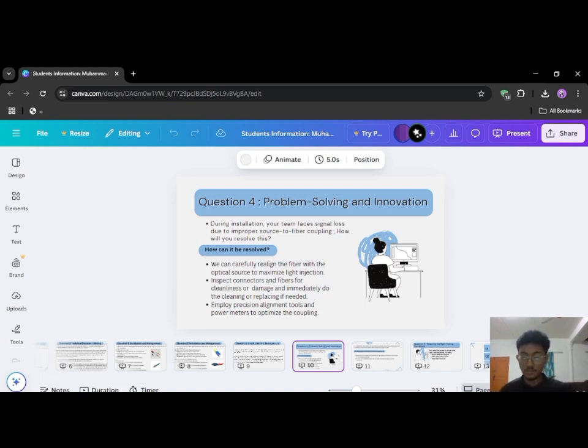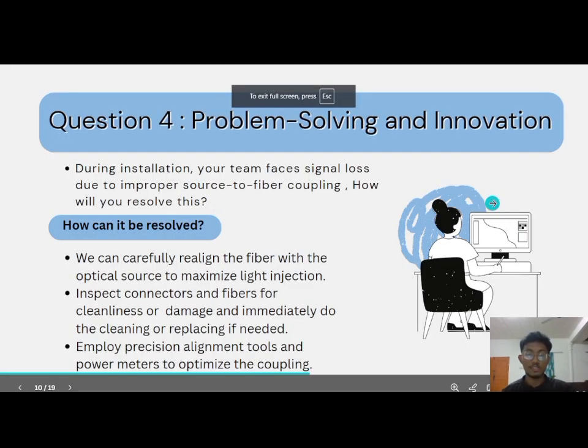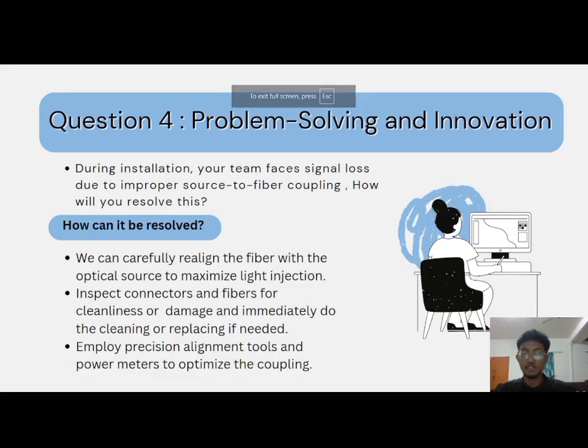Today I'm going to be presenting and explaining question 4 and question 7 from our case study. For question 4, problem solving and innovation: during installation, your team faces signal loss due to improper source to fiber coupling. How will you resolve this? So how can we resolve it?